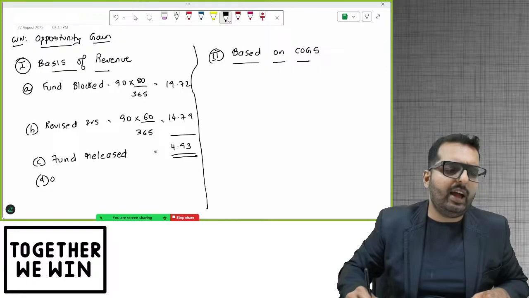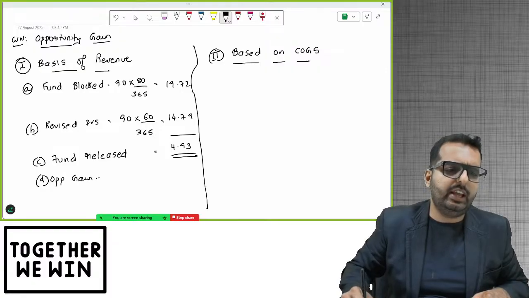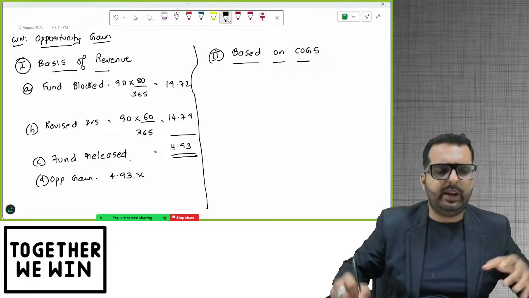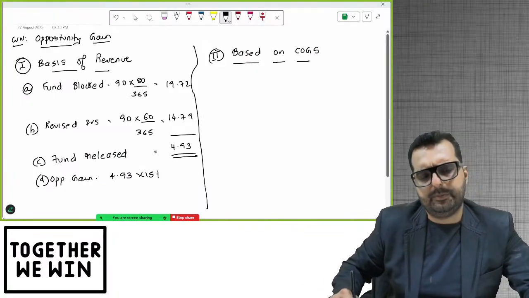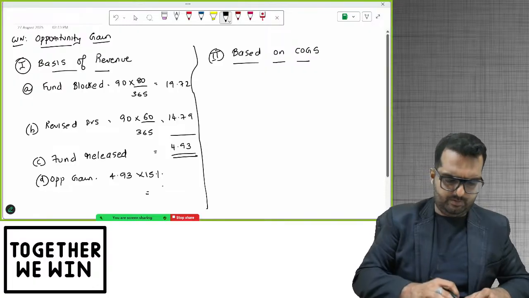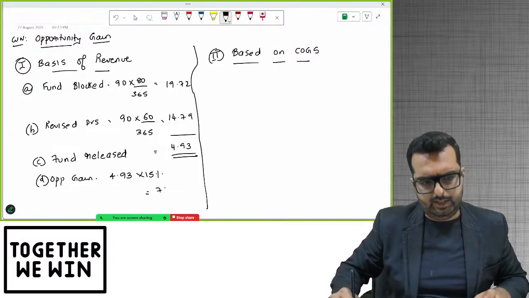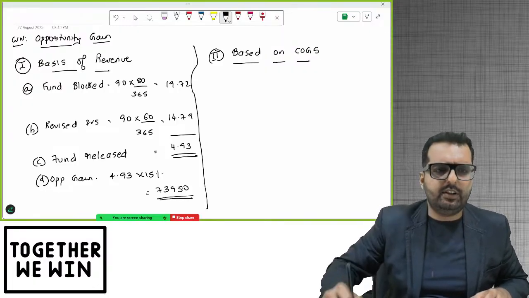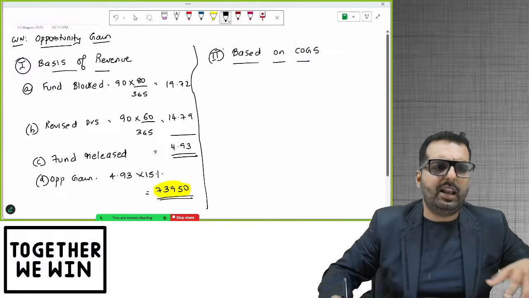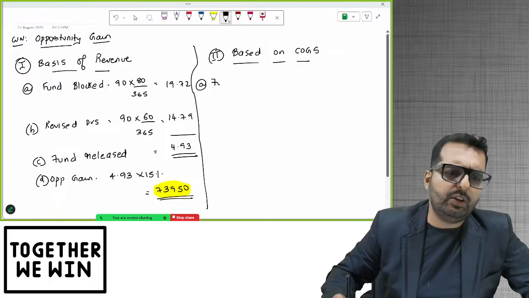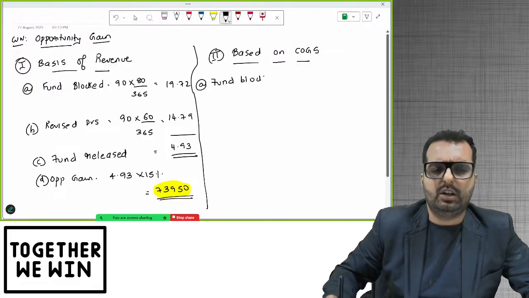Correct. So on that, my opportunity gain will be 4.93 lakhs released into 15%. That will be 73,950. This will be the answer if you are talking on the basis of revenue. But let us assume you are not doing it based on revenue, then your answer will change.